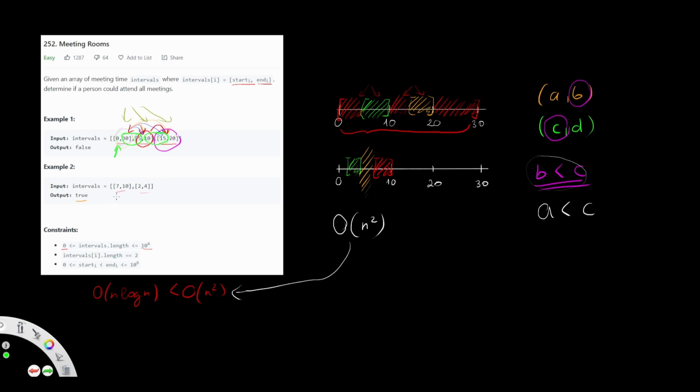But in the second example, the start times are not ordered. So we can't just check the end time for the first interval and compare it to the start time for the second interval because they are not ordered. But if they were like this, then we could just check the end time for this interval and compare it to the start time of this interval, and this would tell us that there is no overlap between these two.